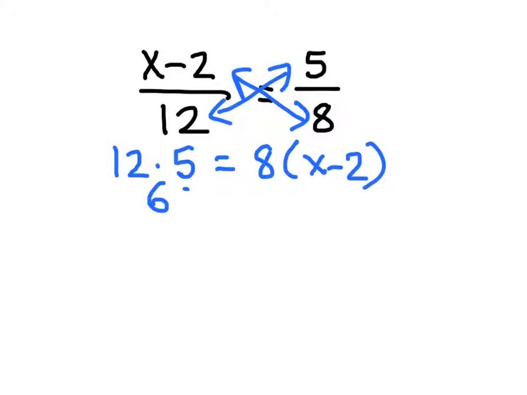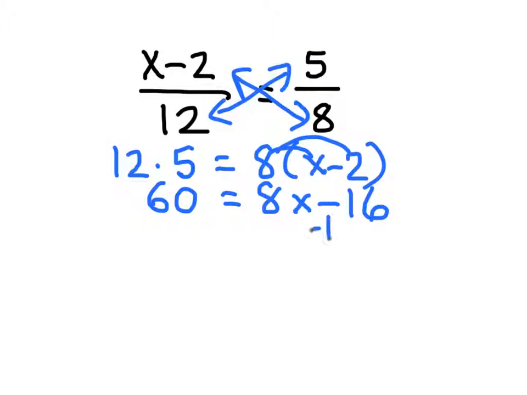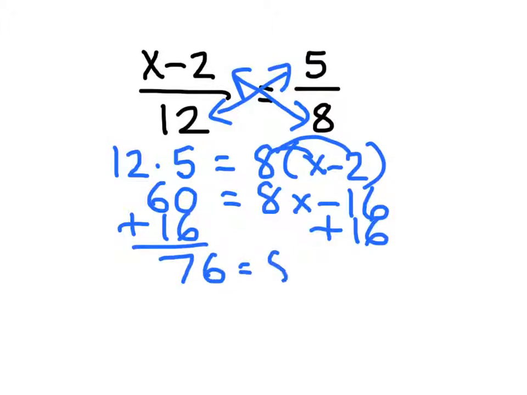12 times 5 equals 60. We're going to distribute the 8, so we get 8x minus 16, and beware of that sign, it's a minus this time. So 8 times negative 2, or minus 2, is negative 16. Now I'm going to add 16 to both sides. So 76 equals 8 times x, and now let's divide both sides by 8.